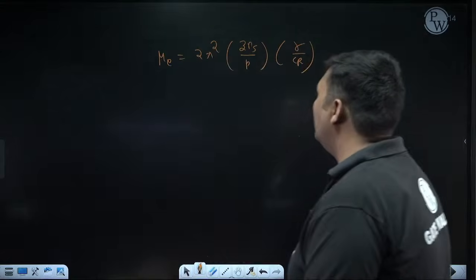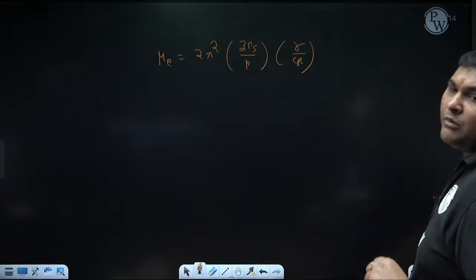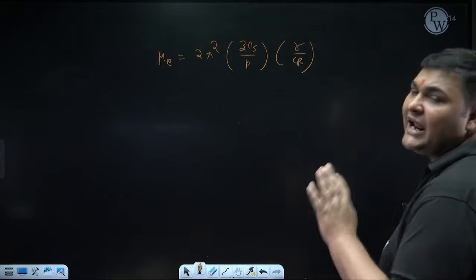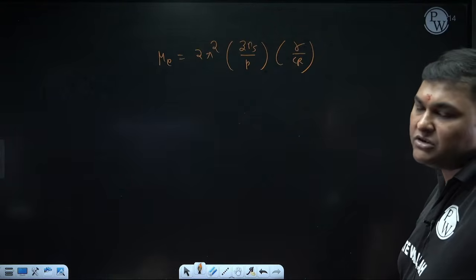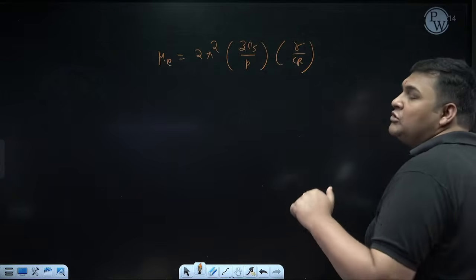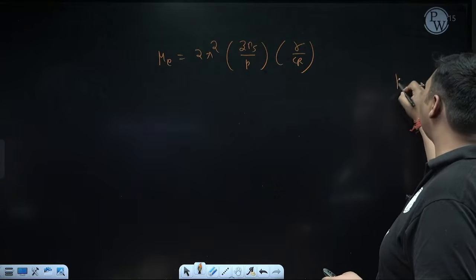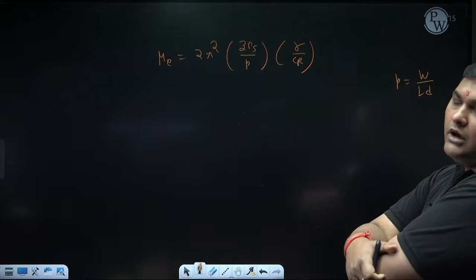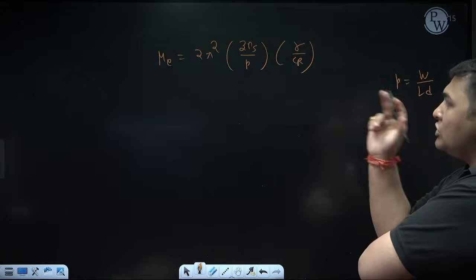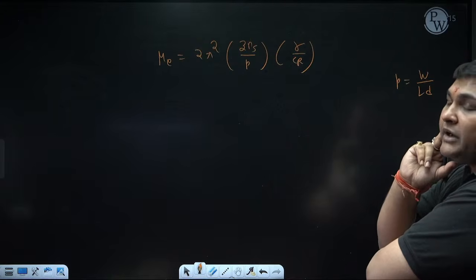Okay. But here you might think one problem will come, because here pressure I cannot calculate, because W is also not given. In the question neither W is given nor pressure is given. The formula to calculate bearing pressure p is W upon L into small d, but W is also not given. So here p is unknown. So sir, you will not get the actual value, the exact value.